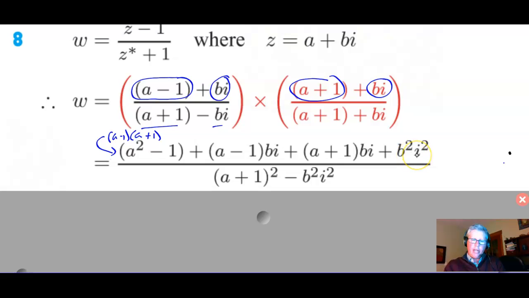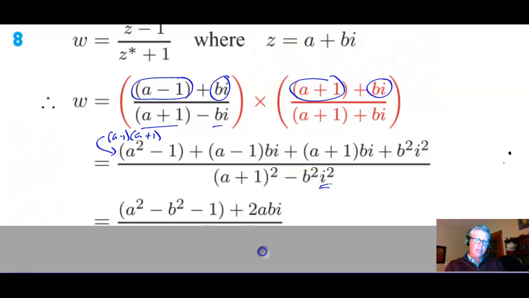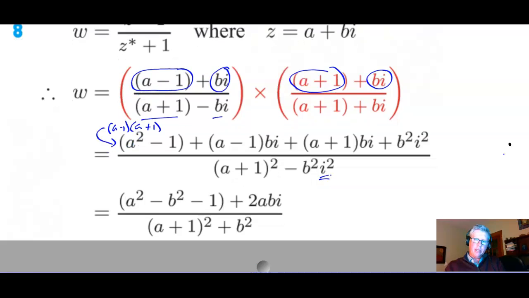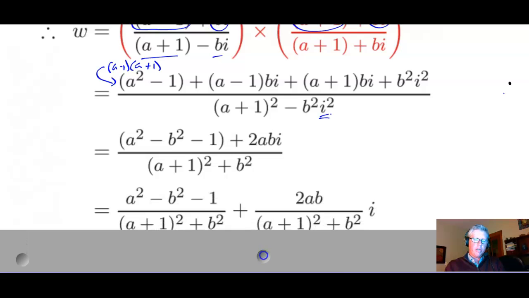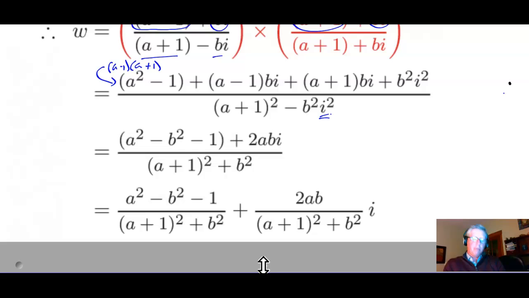Ooh, they wrote that out. That's nice for you. Yeah, I have to write a plus 1 squared plus b squared. They threw in that i squared just to make sure that you see that. And you get some good stuff here. The bottom is an entire real number, so you have done all the work. And so if you split the real part and the imaginary part, everything without an i on this side, everything with an i on this side, and there you go.